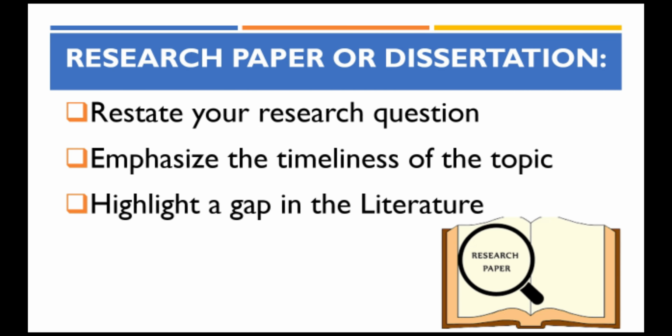If you're writing a literature review for your research paper or dissertation, first you must state your research questions and give a brief overview of what you will discuss. You can emphasize the timeliness of the topic. For example, you must discuss the recent studies and highlight a gap in the literature. For example, few researches have been taken into consideration.